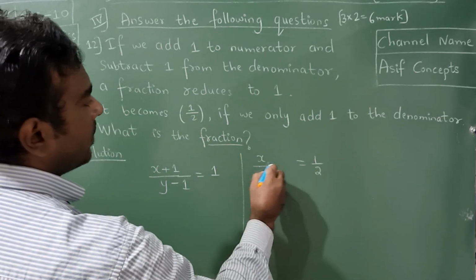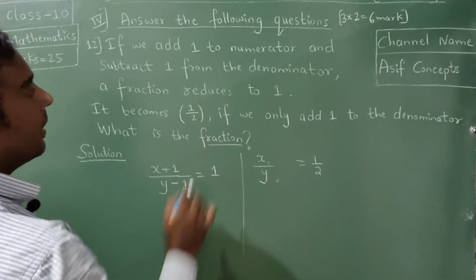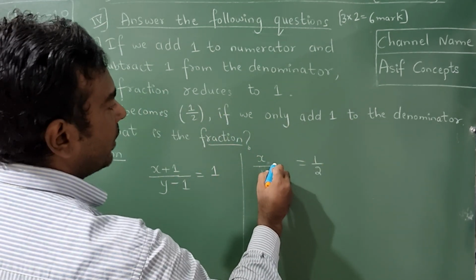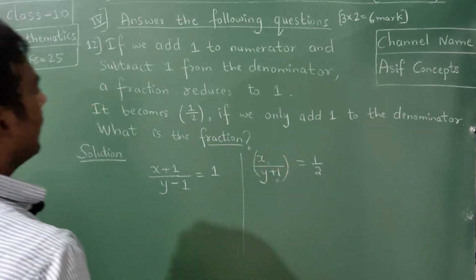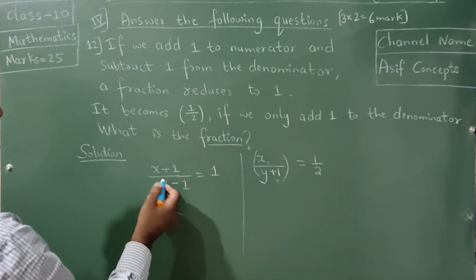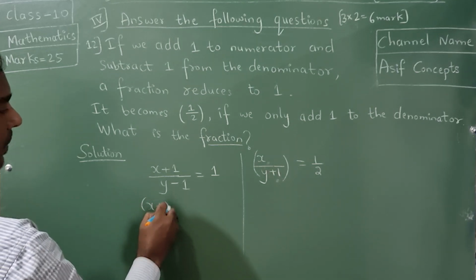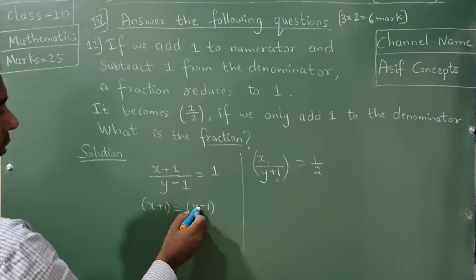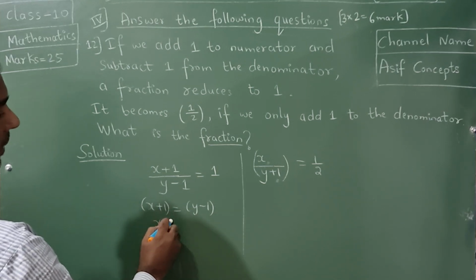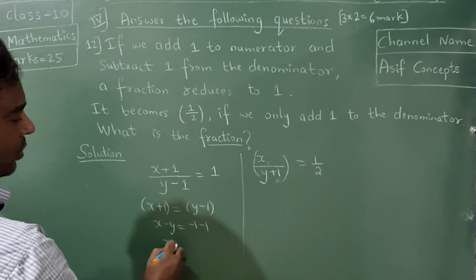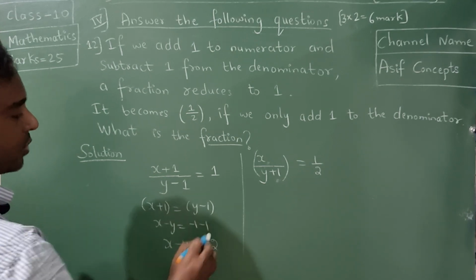So here x by y, since it is a fraction. Now, if we only add 1 to the denominator, so I have added 1 to the denominator. What is the fraction? Now, from this we will get two equations. Here I am going to write x plus 1. Now, if I multiply this, so it will be y minus 1. So, if I take this y on the left hand side, it will become minus, and if I take 1 on the right hand side, it will become minus. So, x minus y is equal to minus 2.